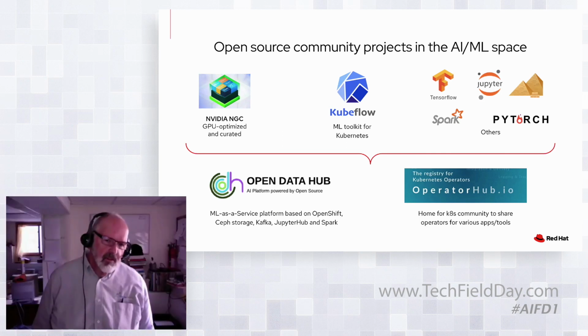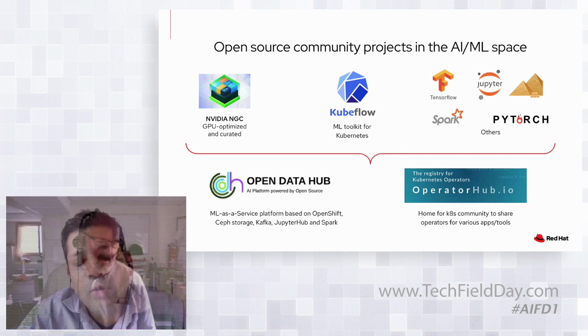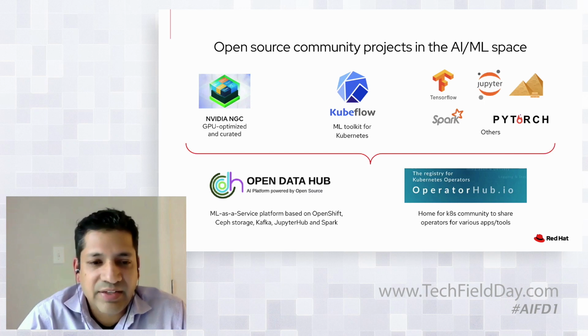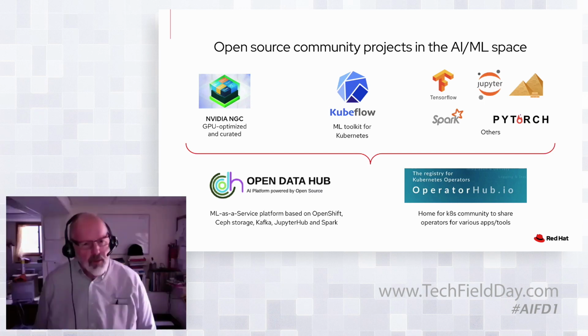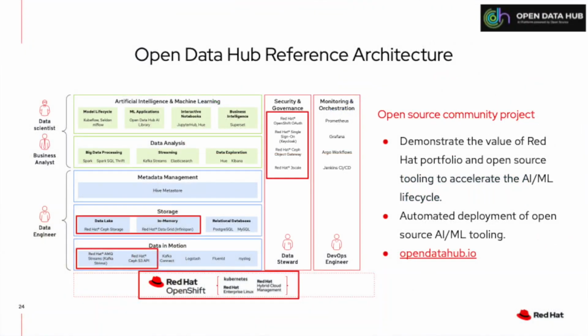Yeah. And what's the difference between that and the Open Data Hub, which you talked about? The Open Data Hub is the reference architecture that's extremely specific to the AI/ML use case, based on OpenShift, and it brings in all these tools: PyTorch, Spark, Jupyter, TensorFlow, Kubeflow, and NGC. Yep, I see. Yeah, exactly.